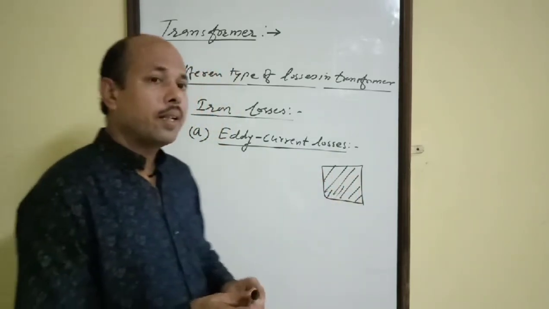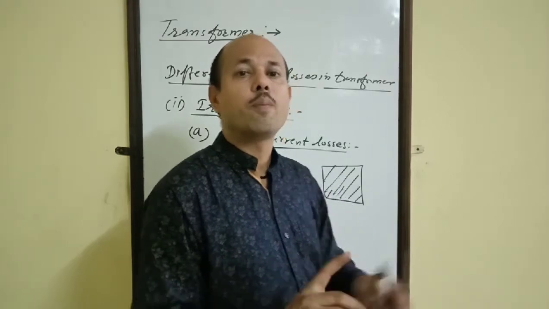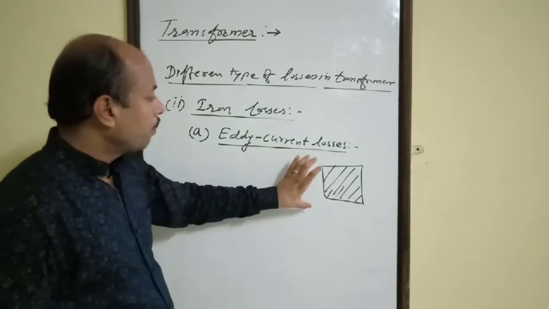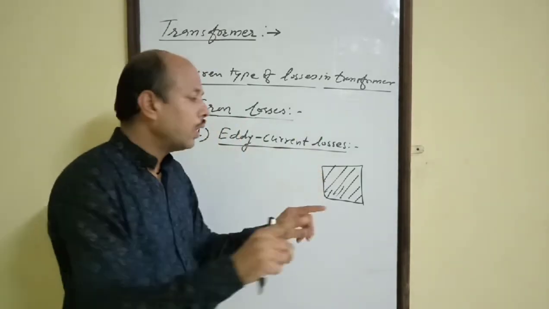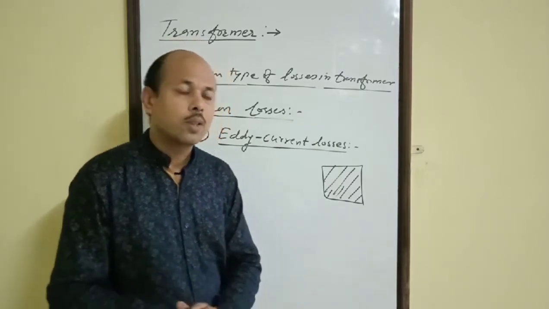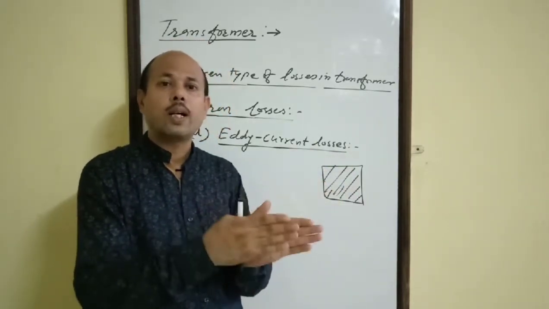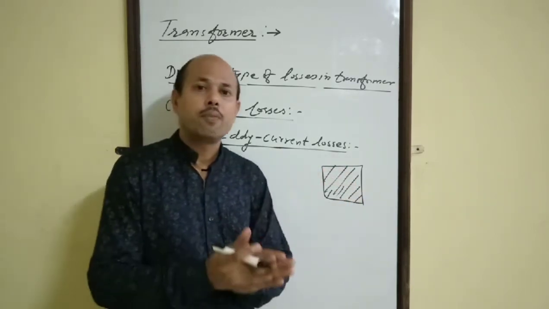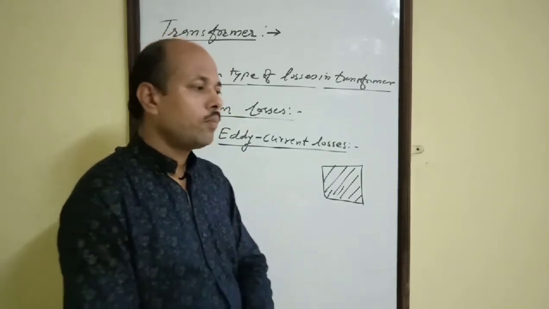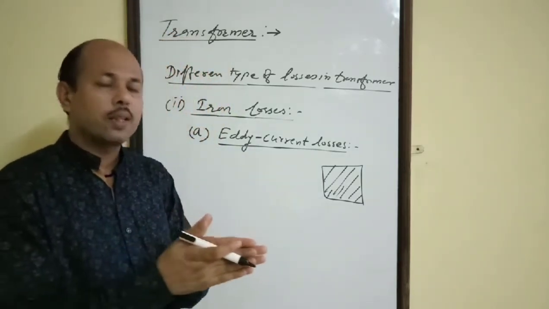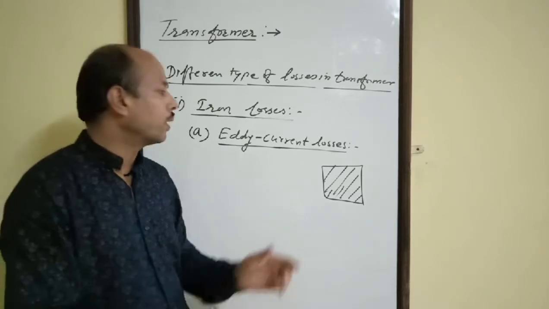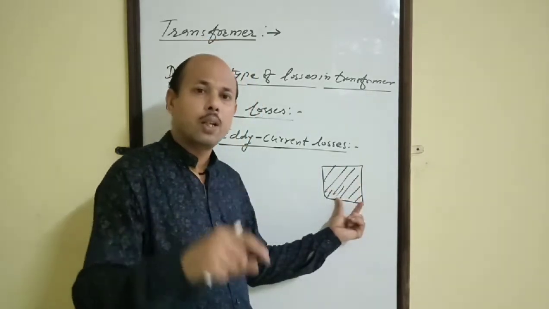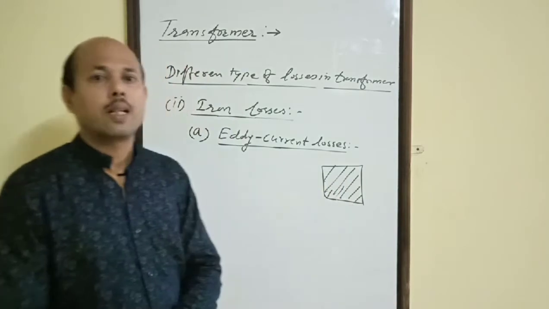And we know that in transformer there is continuous change of magnetic field. Therefore, to minimize this eddy current loss, because primary coil and secondary coil both are wound on an iron core, if we use the iron core as a single piece, then eddy current will be very high. But if we use a laminated iron core, in the form of different plates joined together, then the effective area for the eddy currents will be very low, and in that case eddy current can be minimized.